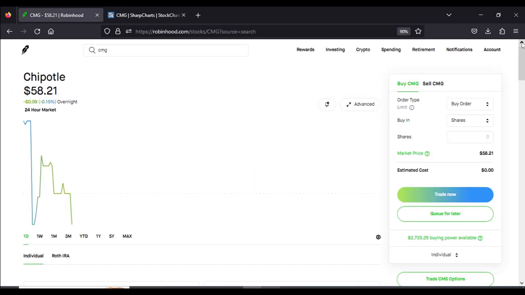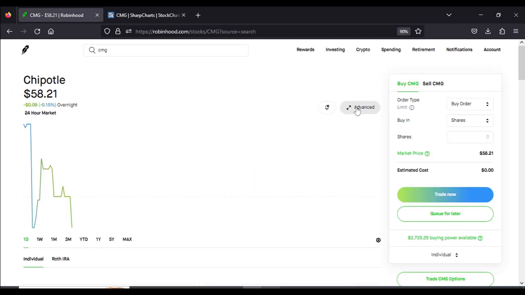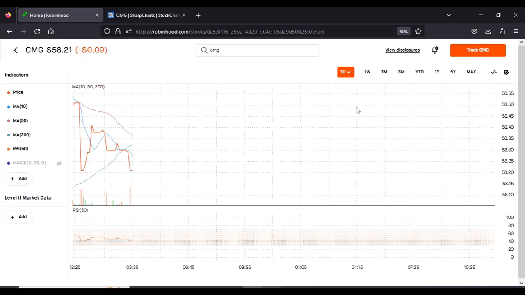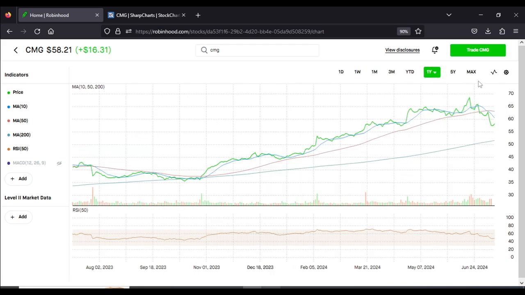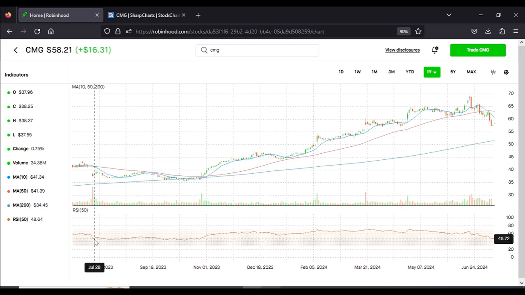So here we are back on Robinhood, and you simply click the advanced feature, and that should open up a chart. Once you get to the chart, you have all these options up here which can be used. So we're going to go to the 1 year. If you wish, you could switch over to candle, which most people use. And then once again, you could use the RSI. It's right below here, in order to determine if there's a stock you want to get into or not.